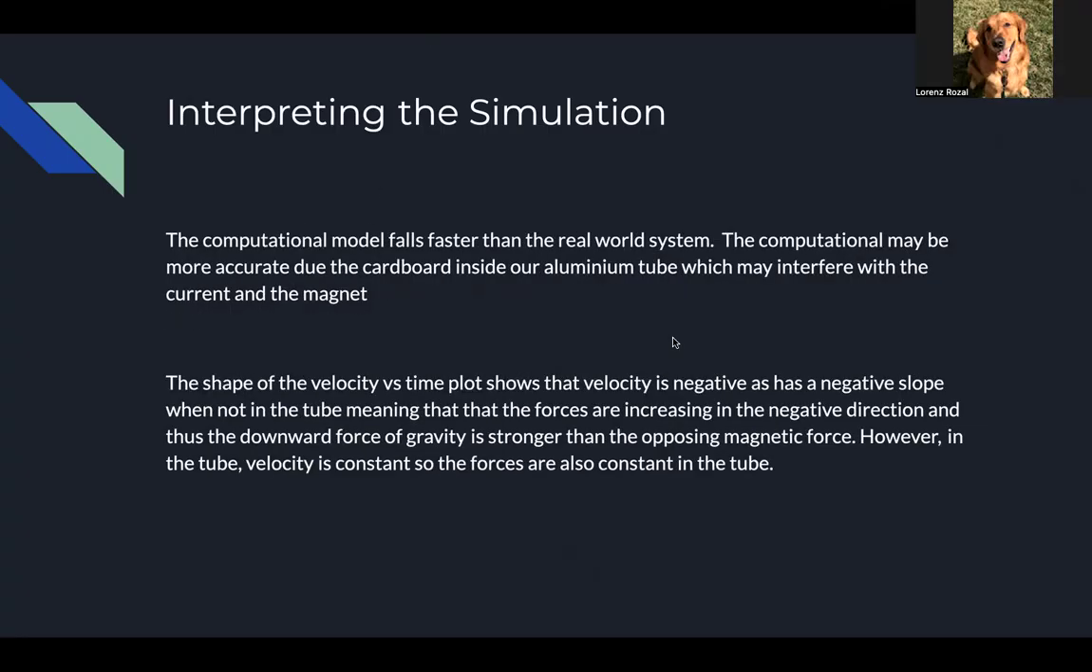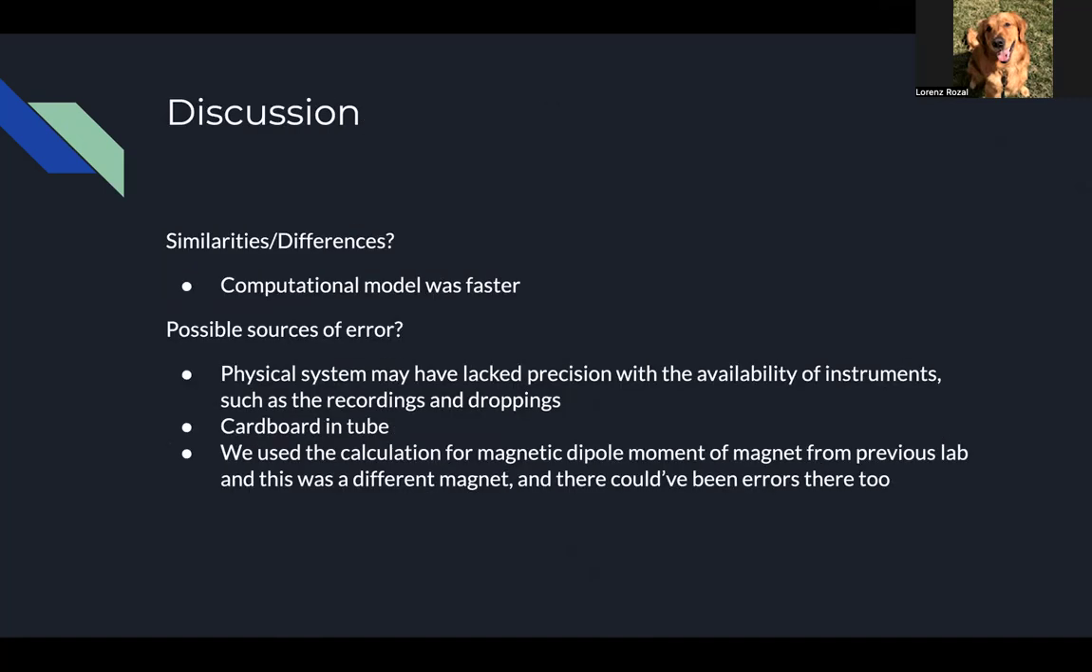So the computational model falls faster than the real-world system. The computational may be more accurate due to the cardboard inside of the aluminum tube, which may interfere with the current and the magnet. The shape of the velocity versus time graph shows that the velocity is negative, as it has a negative slope when not in the tube, meaning that the forces are increasing in the negative direction, and thus the downward force of gravity is stronger than the opposing magnetic force. However, in the tube, velocity is constant, so the forces are also constant in the tube. So obviously the computational model was much faster, but they're generally in the same ballpark.